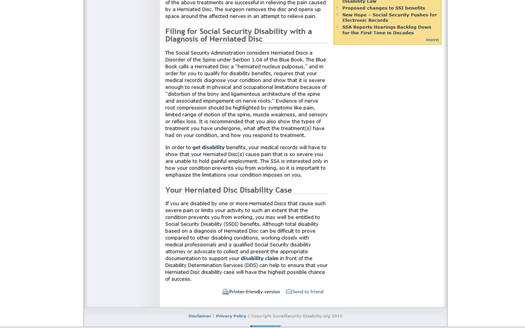If you are disabled by one or more herniated discs that cause such severe pain or limit your activity to such an extent that the condition prevents you from working, you may well be entitled to Social Security disability benefits. Although total disability based on a diagnosis of a herniated disc can be difficult to prove compared to other disabling conditions, working closely with medical professionals and a qualified Social Security disability attorney or advocate to collect and present the appropriate documentation to support your disability claim in front of the DDS can help ensure that your herniated disc disability case will have the highest possible chance of success.